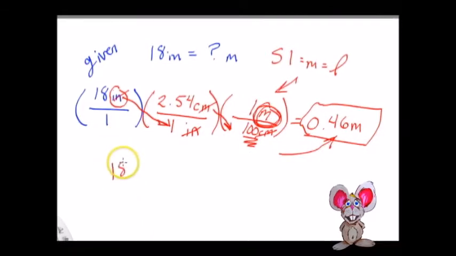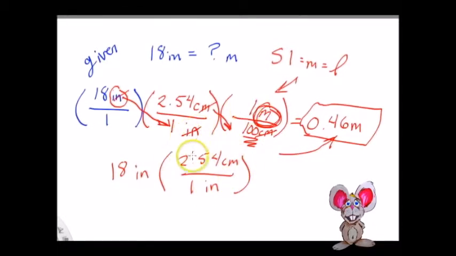A lot of times you'll see people say 18 inches times 2.54 centimeters over 1 inch. The reason I don't do it this way, even though your physics or chemistry book is probably going to show it to you this way, is because in my opinion it doesn't make as clear why that cross-cancel works, because 18 inches is equivalent to 18 inches over 1. It's easier to look at, in my opinion, as 2.54 centimeters over 1 inch.